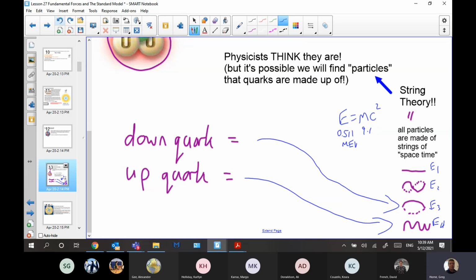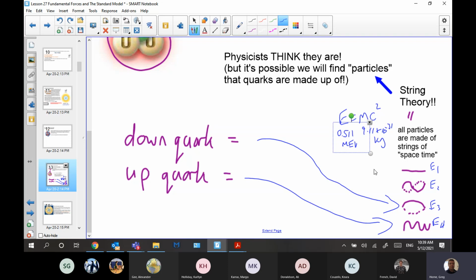9.11, oops, I'm combining my thoughts with my writing here. 9.11 times 10 to the negative 31 kilograms. And so the c squared business is that conversion between this energy unit. Now you'd have to make sure to work in SI units here, mega electron volts. You'd have to multiply that out and have the charge of the electron. You've got the mega factor and so on.